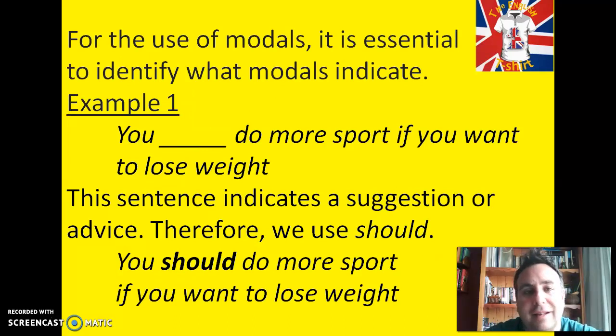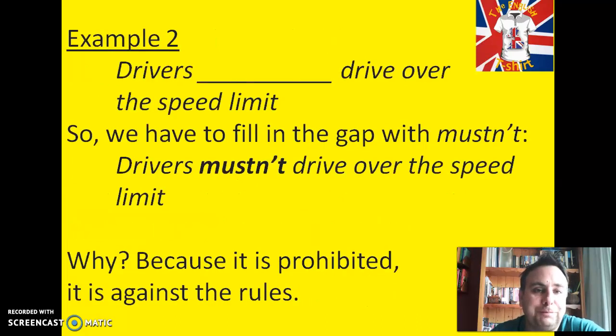Let's see some examples. Example 1. You do more sport if you want to lose weight. Tú hacer más deporte si quieres perder peso. This sentence indicates a suggestion or advice, un consejo. Therefore, we use should. You should do more sport if you want to lose weight. Tú deberías hacer más deporte si quieres perder peso.